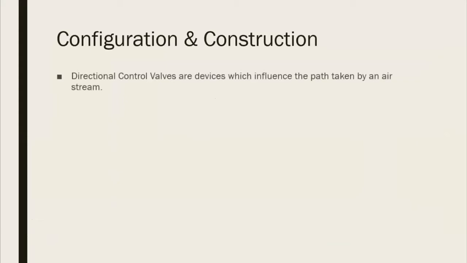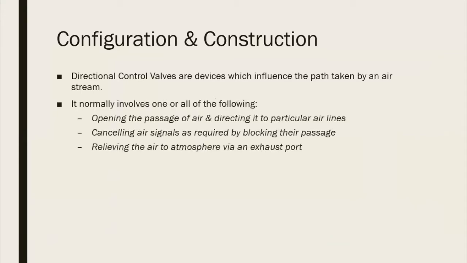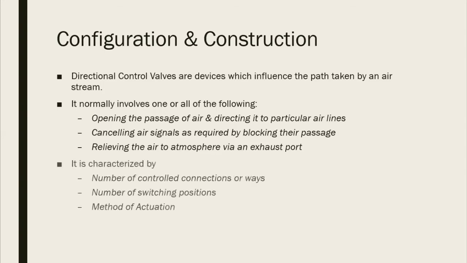Let us talk about its configuration and construction. But first, let us define this device. Directional control valves are devices which influence the path taken by an airstream. It normally involves one or all of the following: opening the passage of air and directing it to particular airlines, canceling air signals as required by blocking their passage, relieving the air to atmosphere via an exhaust port. It is also characterized by the number of controlled connections or ways, number of switching positions, and method of actuation.